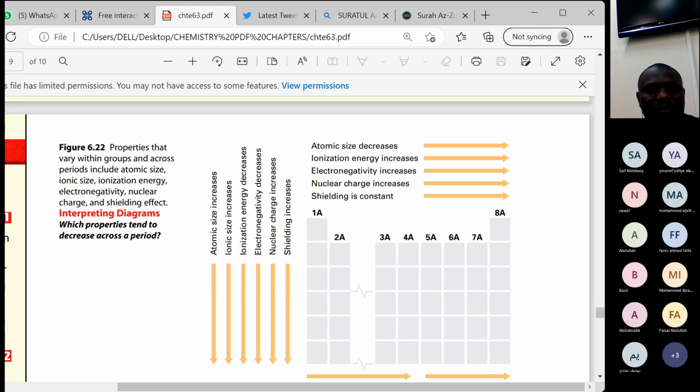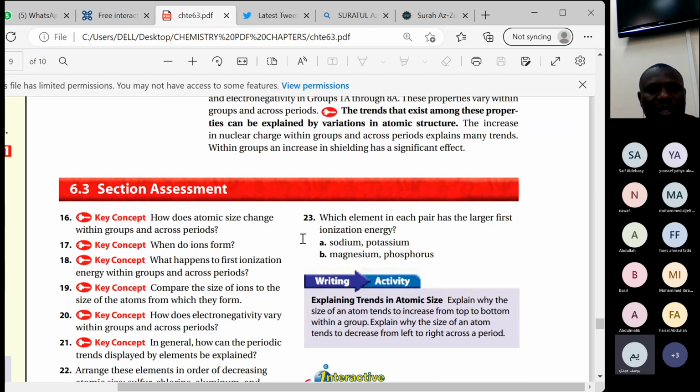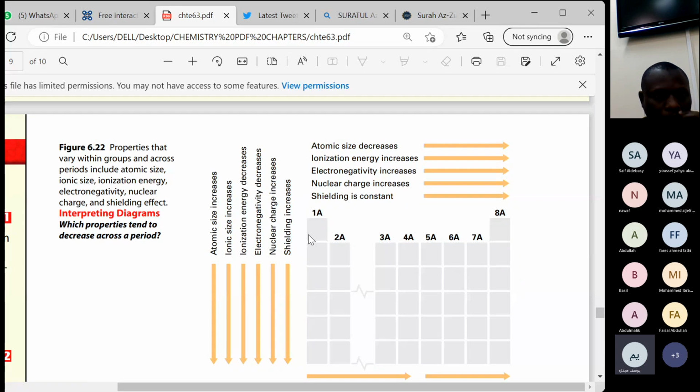Yes? What is shielding? Shielding means how much the outer shell can handle. When I say shield in football, do you watch football, Yusuf Majid? Yes. Shielding in football means to prevent somebody from passing you. Now look at this picture.